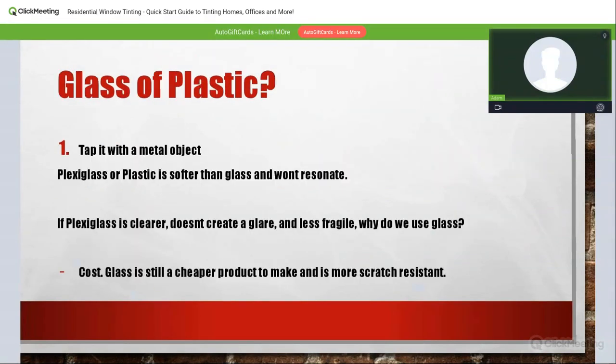So, how can we tell if it's made out of plastic? The biggest thing is to tap it with a metal object. Plexiglass or plastic is softer than glass and will not resonate. If I tap glass, it's going to be a little bit harder and will have a resonating sound.